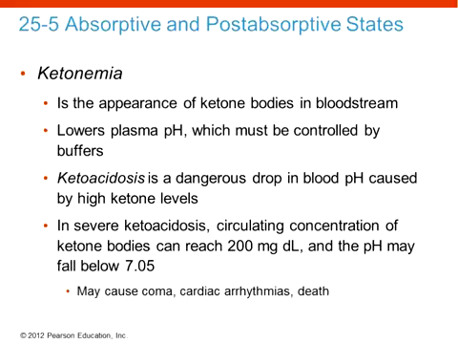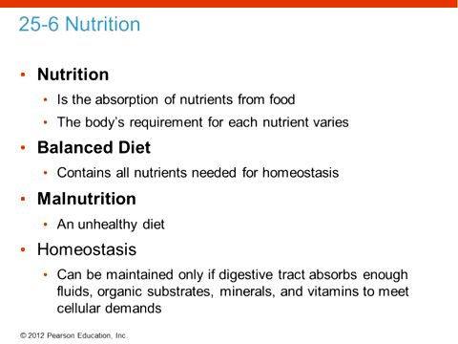In severe ketoacidosis, the concentration of those ketone bodies is like 200 milligrams, and the pH may go below 7.05. Even though 7 is neutral, your body likes to be at 7.4, which is slightly basic. So even just going down a little bit, too close to 7, it's too acidic, and that can cause your body to go into a coma, it can cause death, it can cause cardiac arrhythmias to take place.